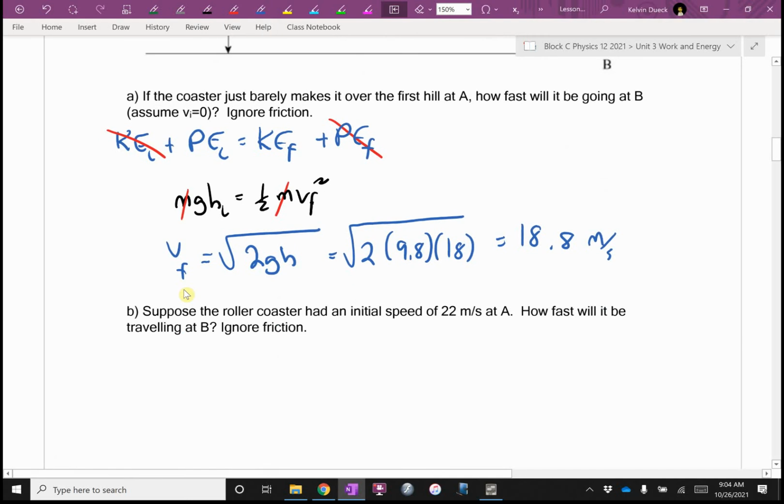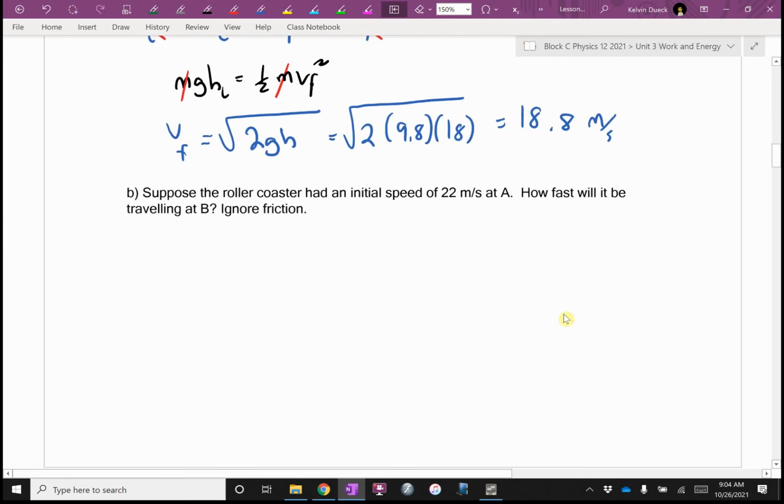Suppose the roller coaster had an initial speed of 22. Now how fast will it be going if we ignore friction? Okay. It's going to be a real similar setup.